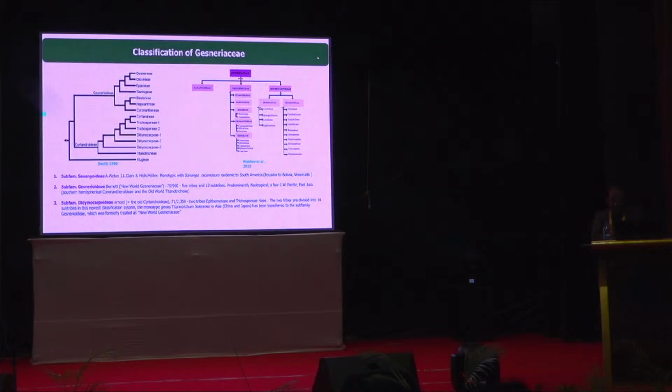The subfamily Didymocarpoideae, that is actually the Cyrtandroideae of the Old World, is represented by two tribes, Epithemateae as well as Trichosporeae. The two tribes are divided further into 14 subtribes, of which three subtribes of the tribe Epithemateae and 6 out of 10 subtribes of the Didymocarpoideae are represented in India. So in total, it is represented by 9 subtribes in India.